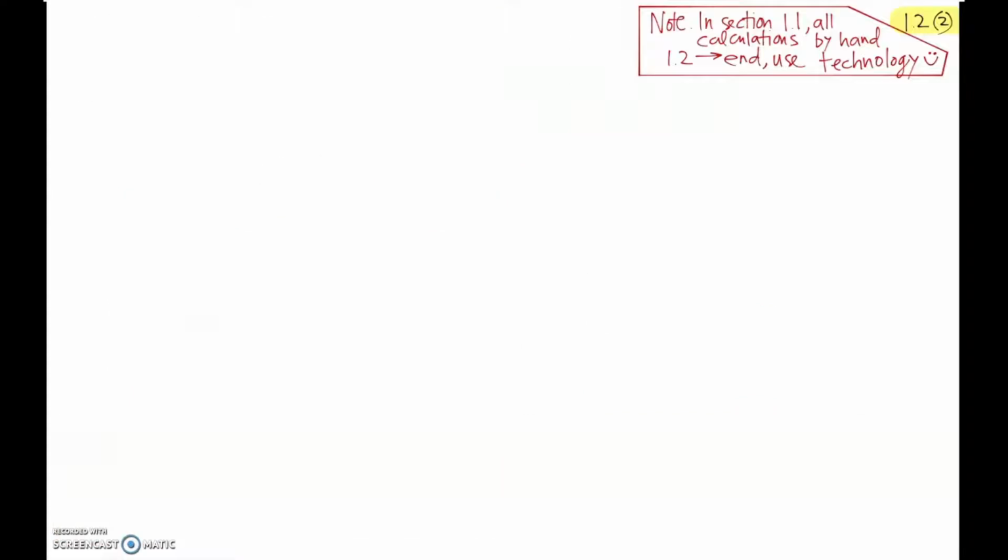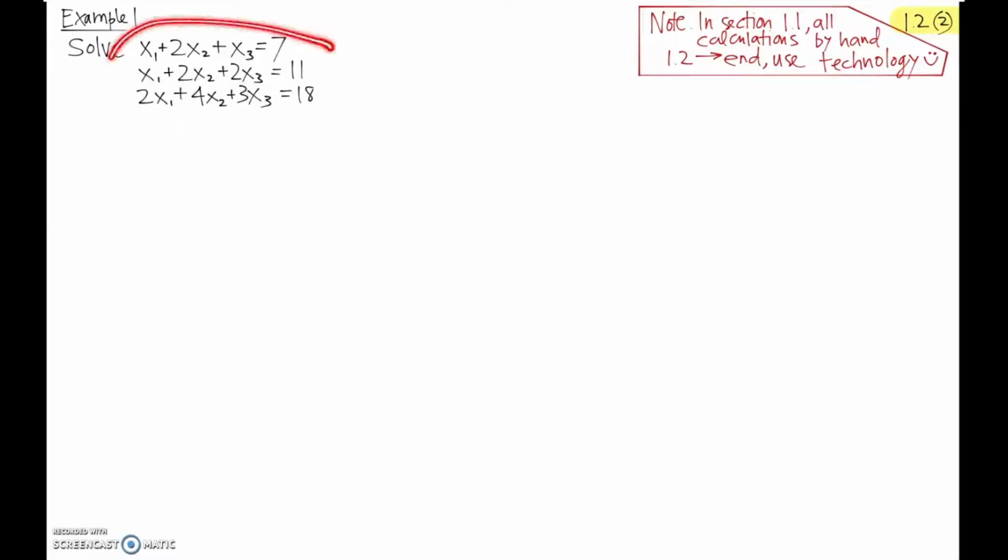Before we start our first example, this little note: in our first section we did all the calculation by hand, all those elementary row operations, but starting with this section from now on to the end of the class, we're definitely going to use technology, a graphing calculator, or some type of software on the computer. So that's good news. So here we're going to take this system of equations and we're going to solve it. We'll use a calculator, but first we'll put it in a matrix.